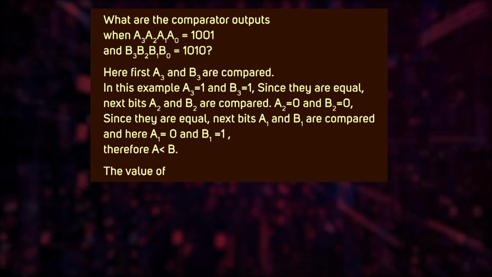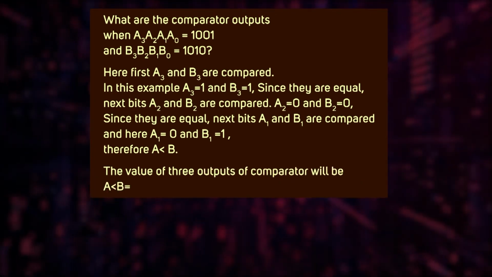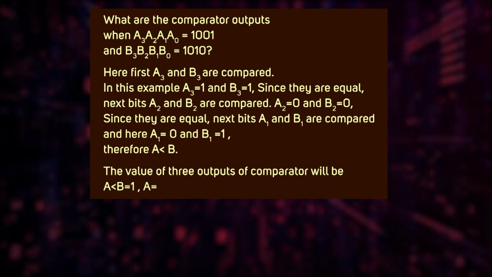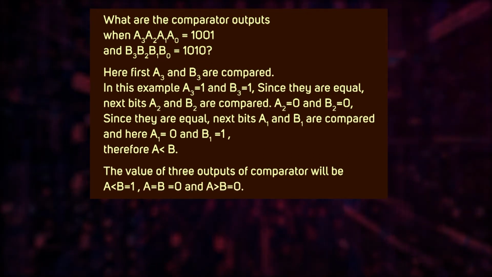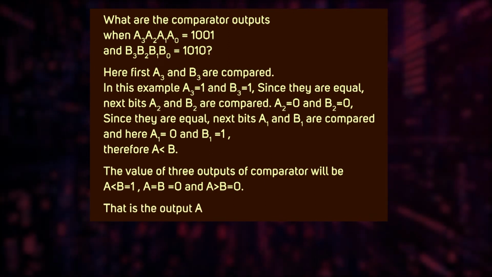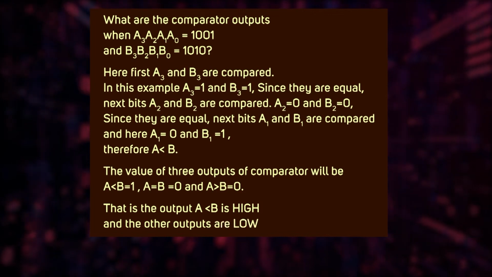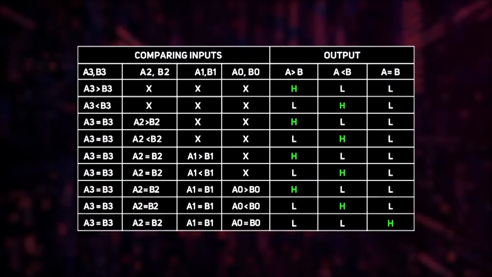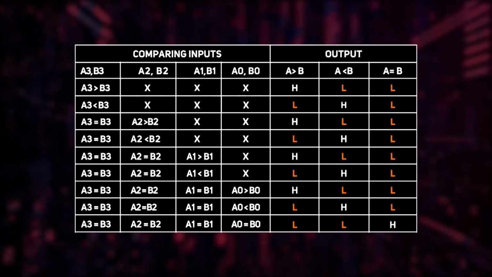The value of 3 outputs of comparator will be A less than B equal to 1, A equal to B is 0 and A greater than B is 0. That is, the output A less than B is high and the other outputs are low. The truth table of a 4-bit comparator is given here. Here H denotes high voltage level and L denotes low voltage level.